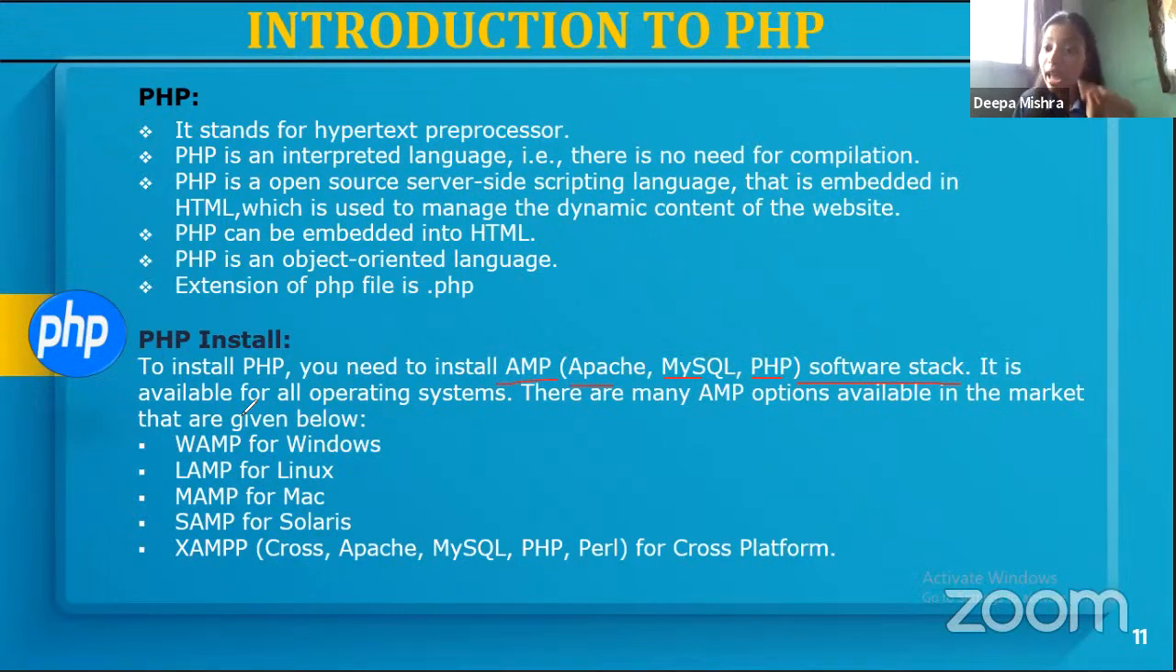Then next is LAMP, L-A-M-P, where L stands for Linux. This LAMP is going to work for the Linux operating system, where L is Linux, A is Apache, M is MySQL, P is PHP. For Mac, the AMP is MAMP, M-A-M-P, where M is the Mac operating system. Then next is SAMP, where S stands for Solaris, a Unix operating system basically.